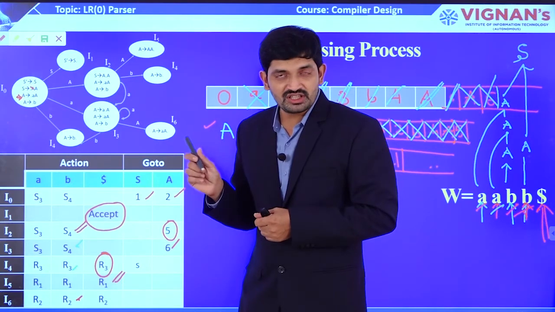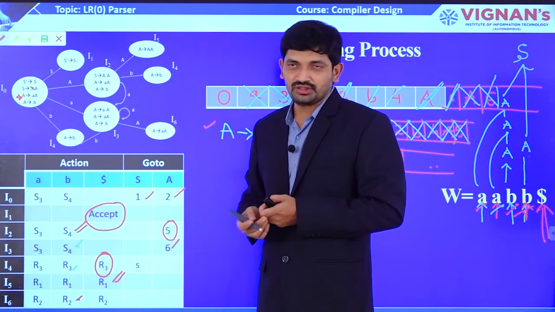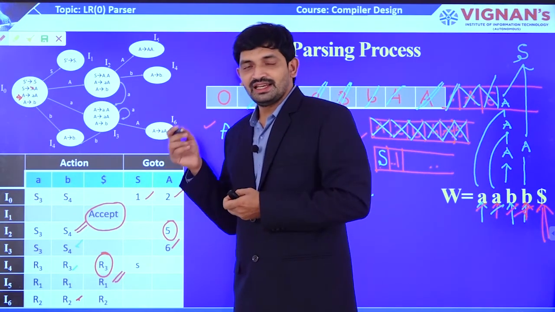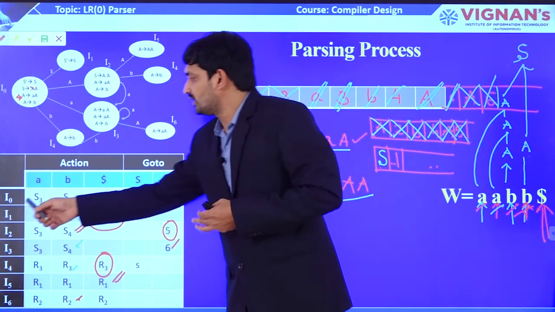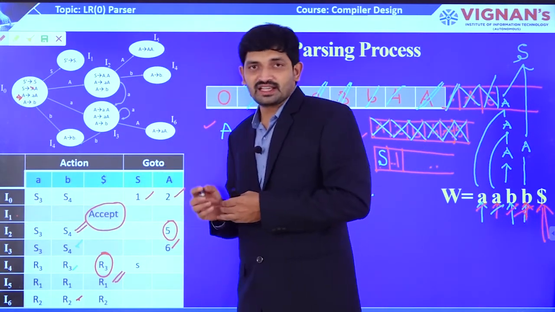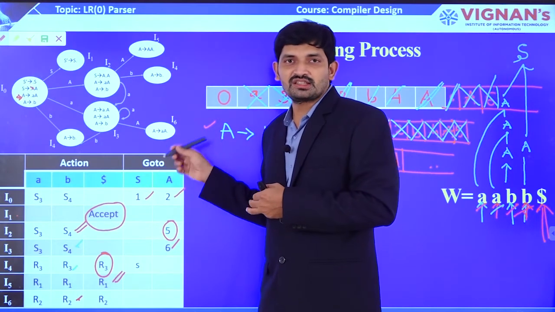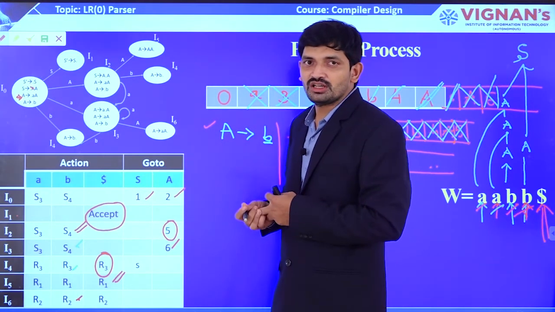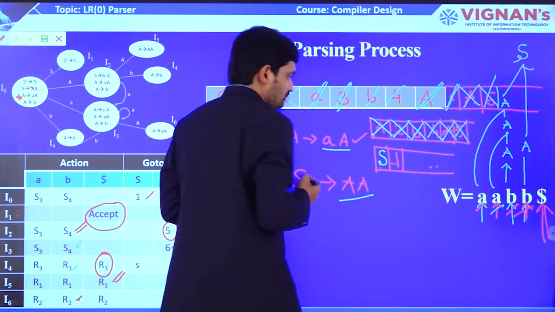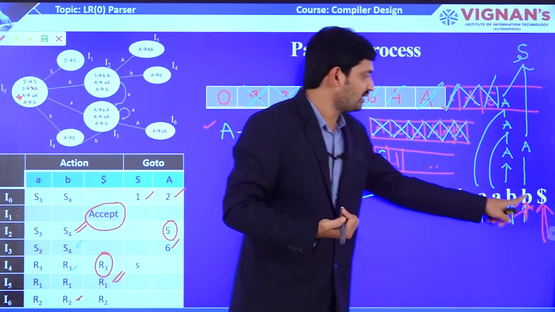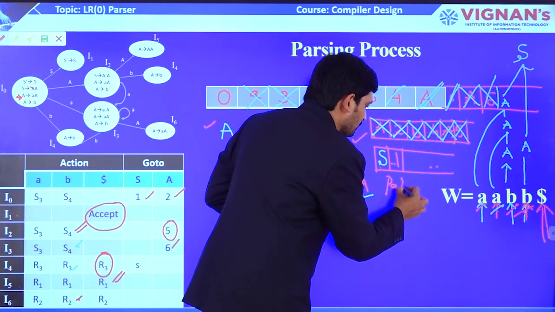So, in the previous session we discussed the use of the augmented production. As we discussed, it indicates to the parser when to stop the parsing process. So, here 1 on dollar is accept. That means the parsing is completed, the string is accepted by the parser. So, when 1 on dollar comes, I have to write parsing is completed.